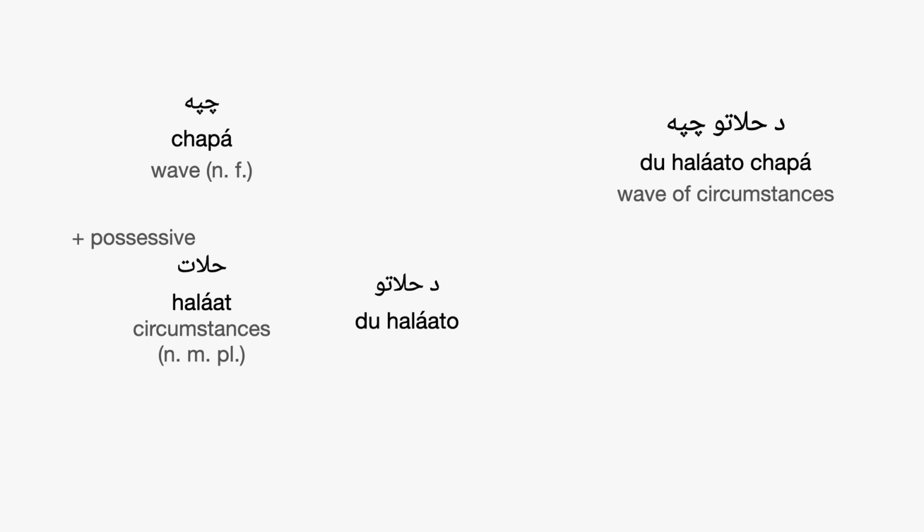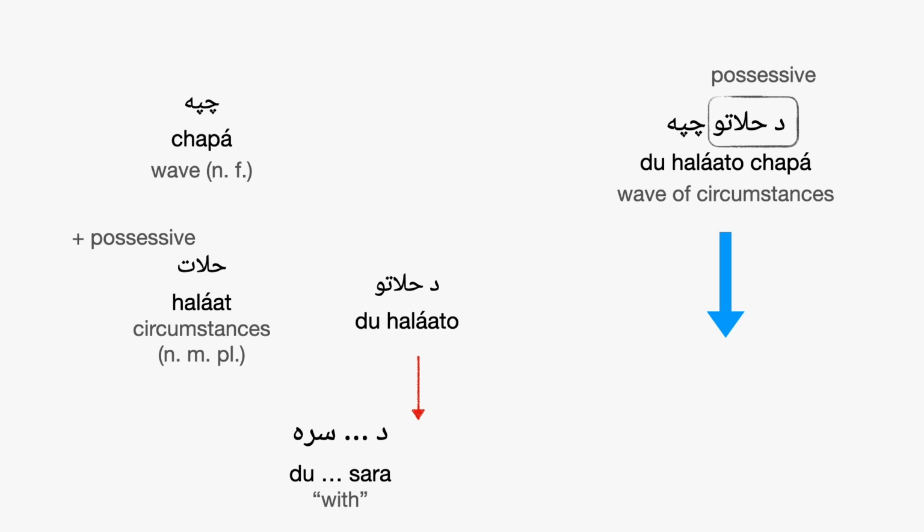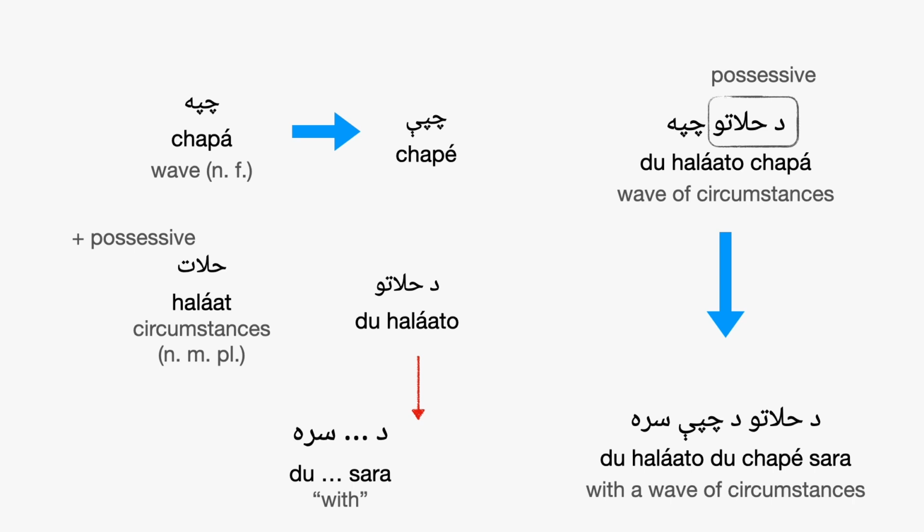But here's something we really need to pay attention to. This part here is the possessive. So what happens when we stick this into the sandwich? Well, that possessive kind of hangs out of the side of the sandwich. It goes before the sandwich. And then the main part of the noun phrase, that's not the possessive, that part gets inflected. So chapa is going to inflect to chape. So once the halato chapa goes into the sandwich, it's going to be the halato de chape sara.